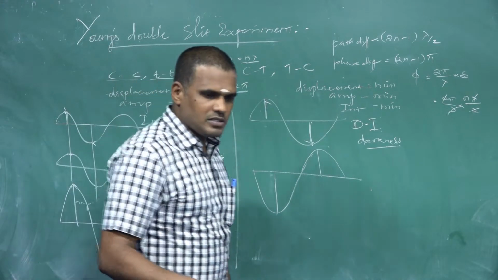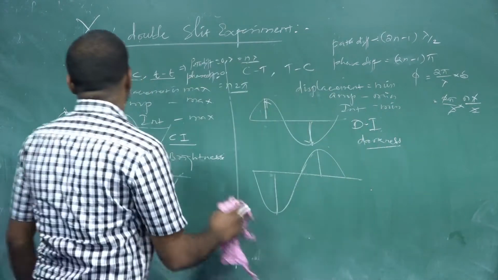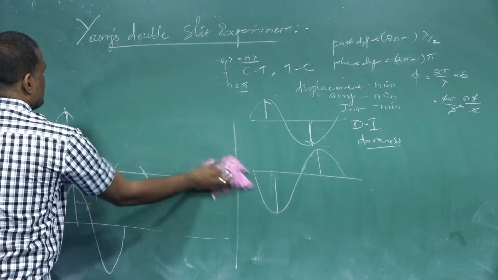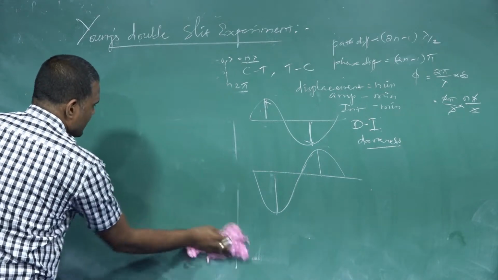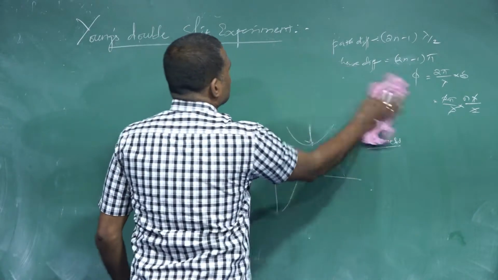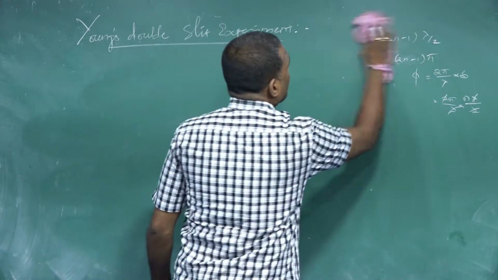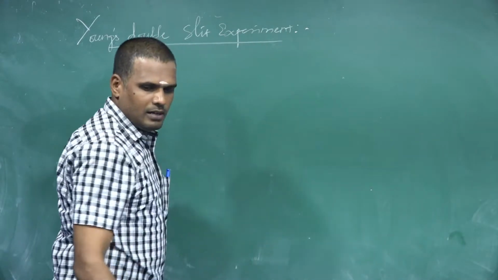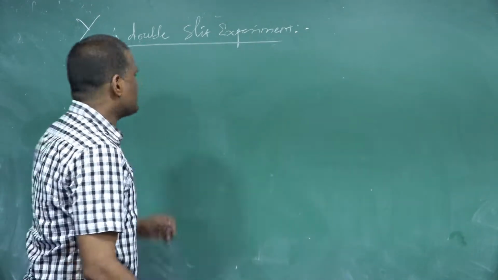The width of each slit is 0.03 mm, and the separation between the two slits is of the order of 0.3 mm. See the measure here, how fine the dimension is.